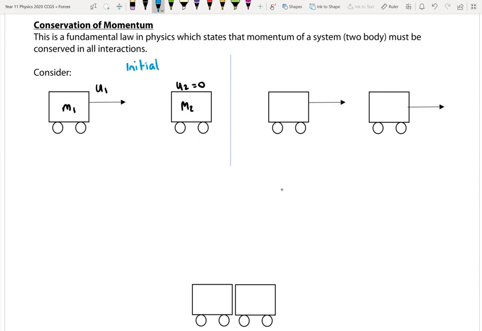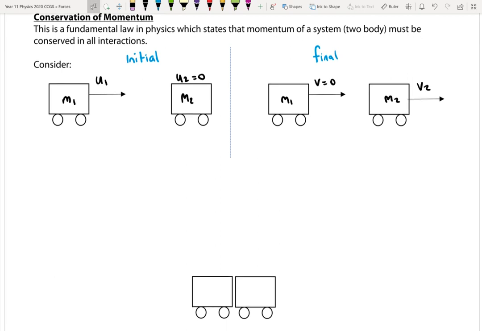So we've got the initial, and then they're going to collide. Afterwards, let's just assume that M1 is now stationary, and M2 is going to travel off with some velocity V2. So we've got a couple of equations that I'd like you to write down here. The sum of initial is going to equal the sum of the final.